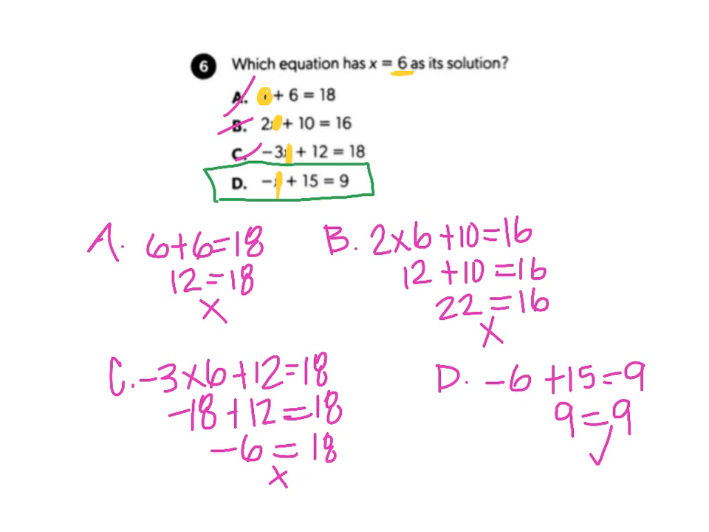And using the answer choices and testing out each one of these equations is going to be, for some people, the easiest way instead of solving them all and seeing if they equal 6. So for me, this is the easiest way to do it.